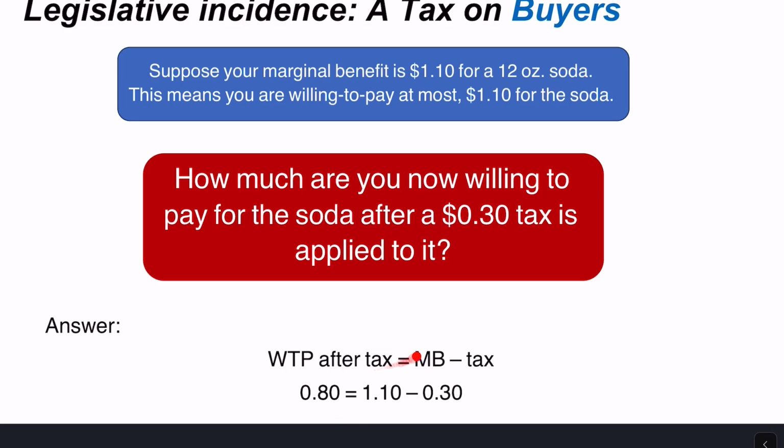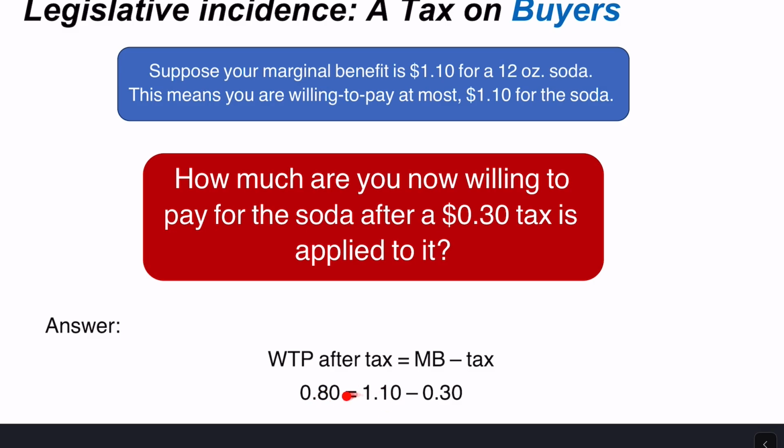You take your marginal benefit from the soda, which is $1.10. Doesn't matter whether you're going to give it to Kroger or to the government. This is the max you're willing to pay. You have to give 30 cents to the government, and so what's left over after you pay 30 cents to the government, what you're willing to pay Kroger at max, is now 80 cents for that given unit. So for that marginal unit where you're willing to pay $1.10 in total, after the tax you're only willing to pay Kroger 80 cents.